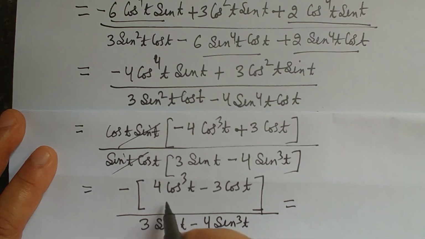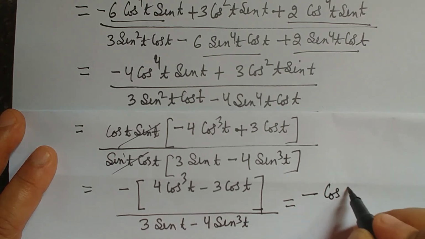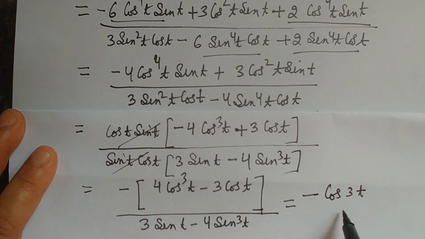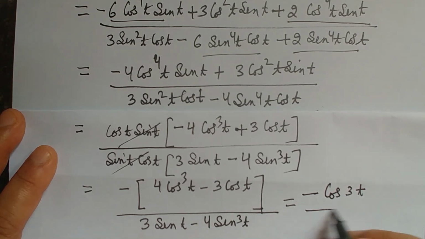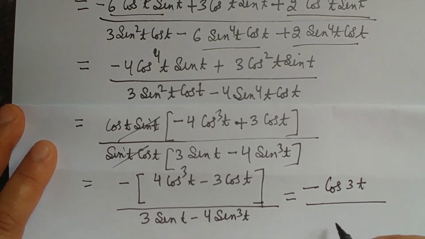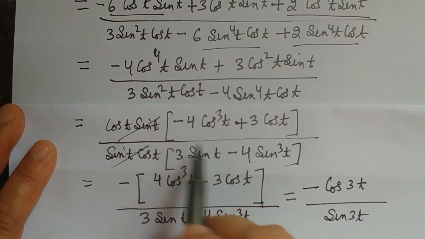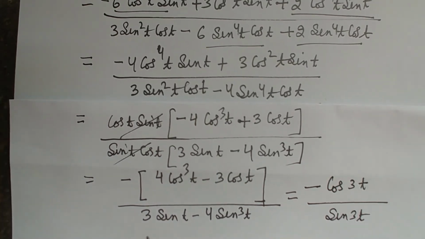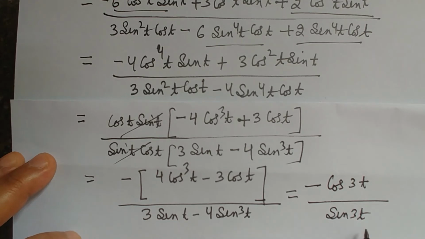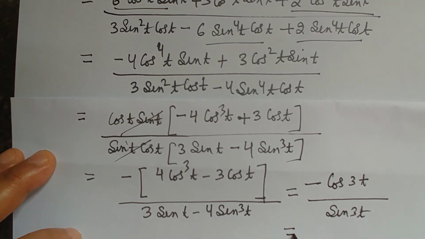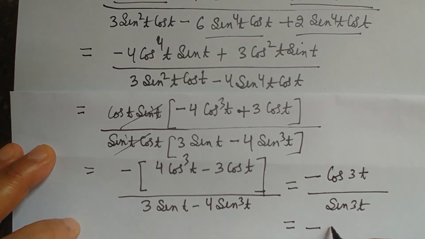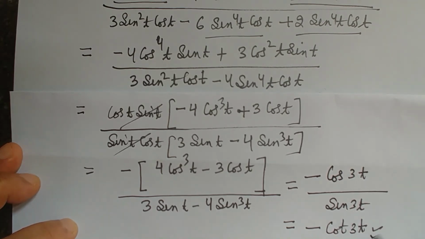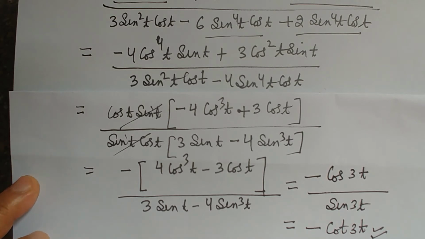If you remember, this is the formula for cos 3t, 3 theta, and this is the formula for sin 3t. I have to take the negative sign common to express it in the form of 4 cos cube t minus 3 cos t, and the denominator is already the direct formula of sin 3t, and it will be minus cot 3t, which is the required derivative of this question.